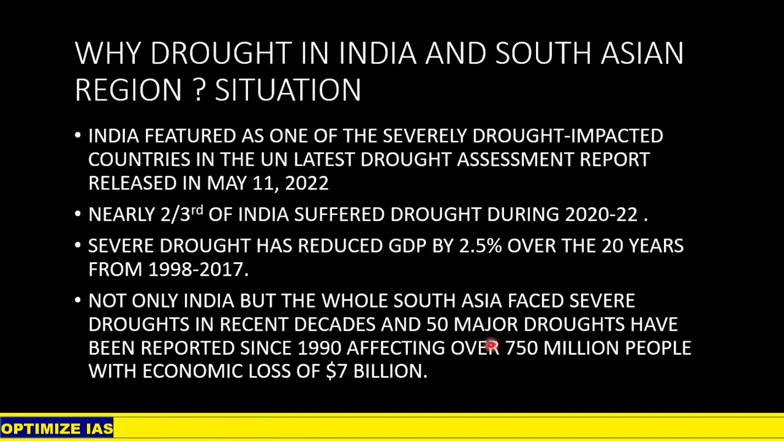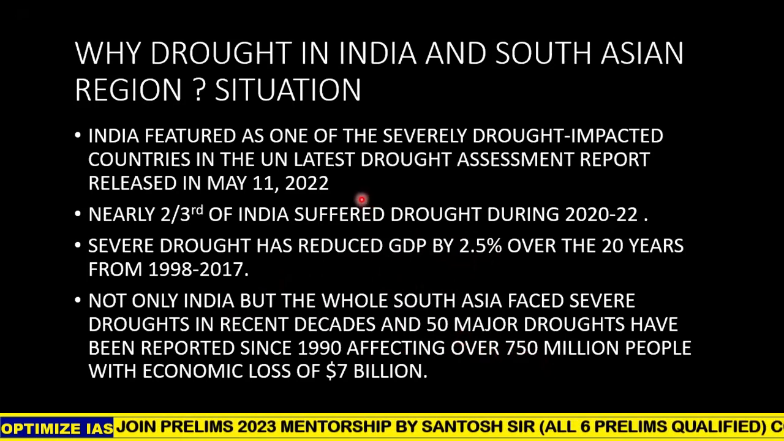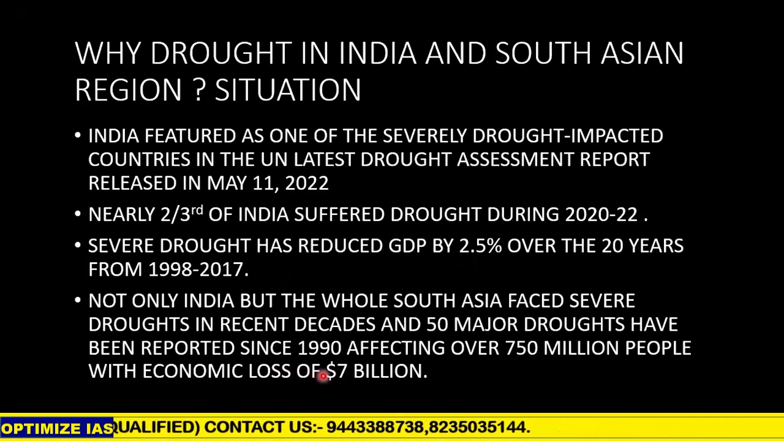Not only India, but the whole of South Asia faces severe drought. The last 50 major droughts have been reported since 1990 from South Asia, and 750 million people of South Asia have been affected by drought conditions, with an economic loss of around 7 billion rupees. So much impact.